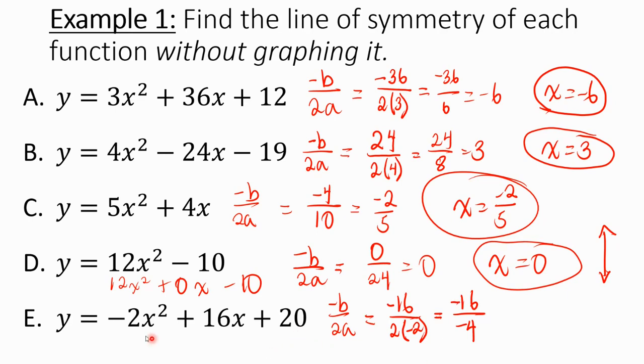So make sure that your a is negative as well here. So it's -2. So we're going to get -16 over -4. Remember that if you have a negative on the top and the bottom, they cancel each other out. So this is really just 16 over 4, which is 4. So this one is x equals 4.